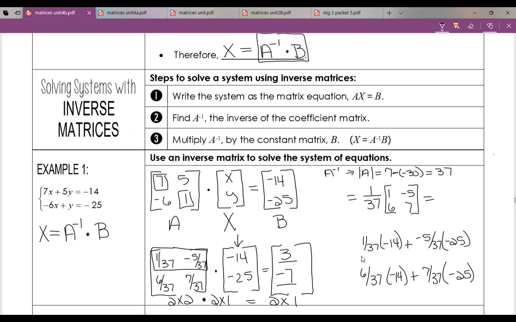When you do the top number, you should get 3. When you do the bottom combo, you should get negative 7.